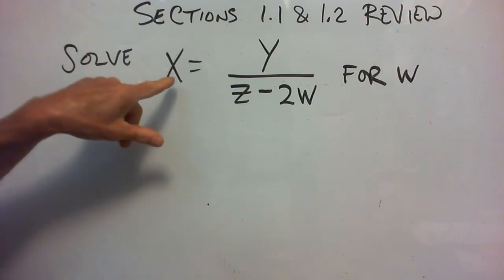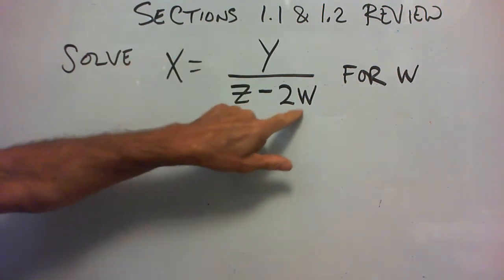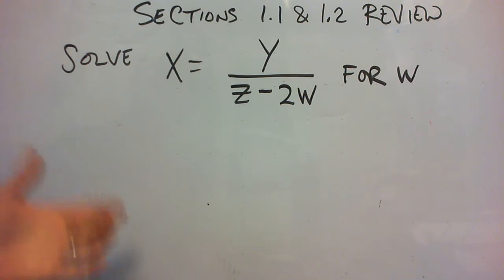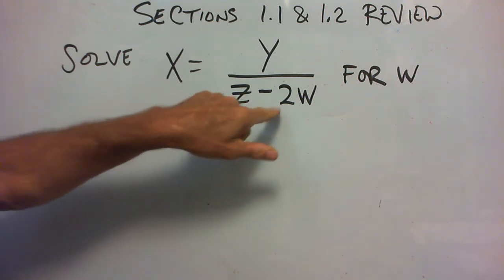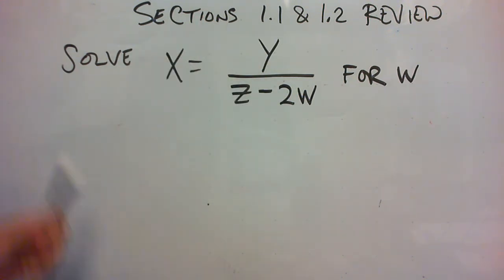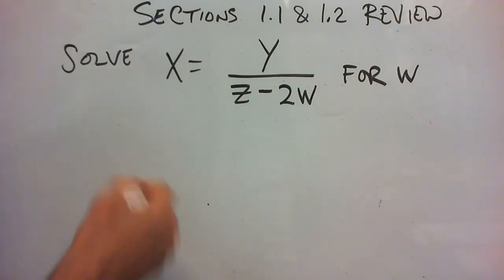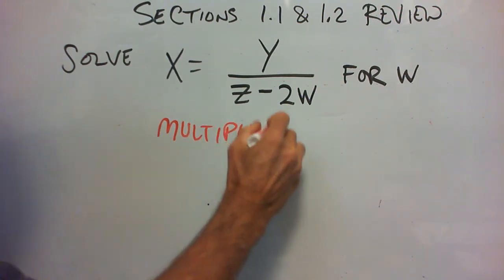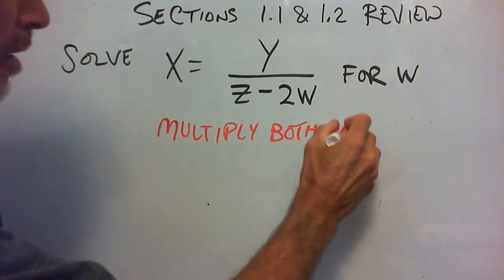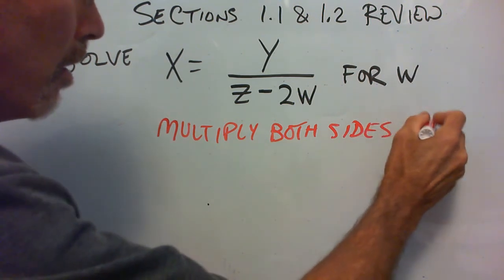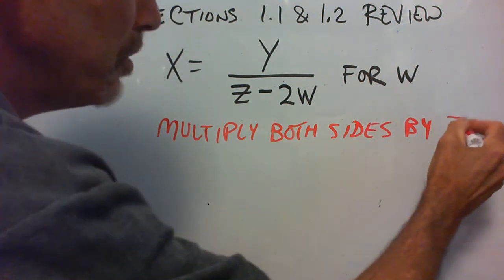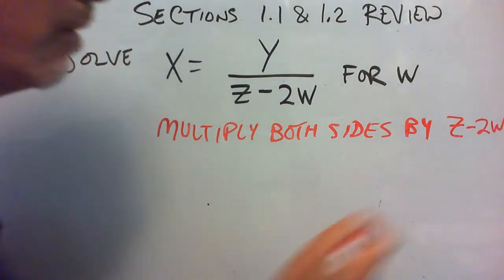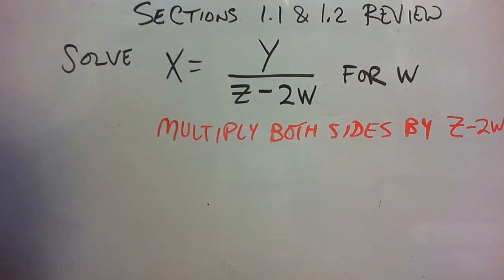Okay, in our next problem, we're going to solve x equals y over z minus 2w for the variable w. Now, that w is in the denominator, and that's problematic here. To fix that problem, multiply both sides by that denominator, z minus 2w. And that'll fix that problem. Then you can isolate w on the left side. So give that a try.